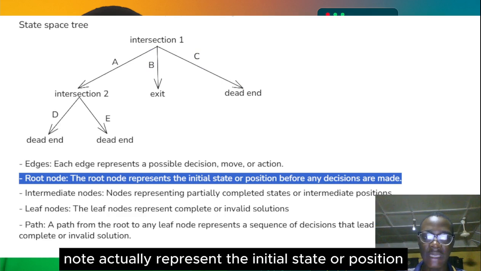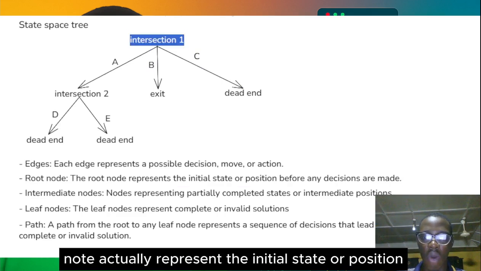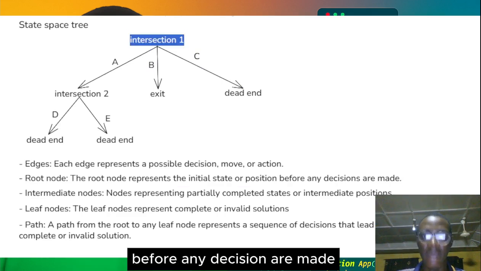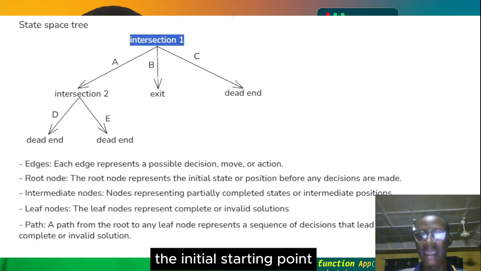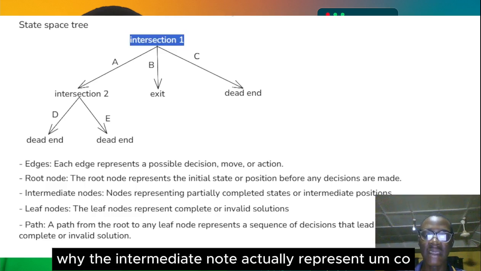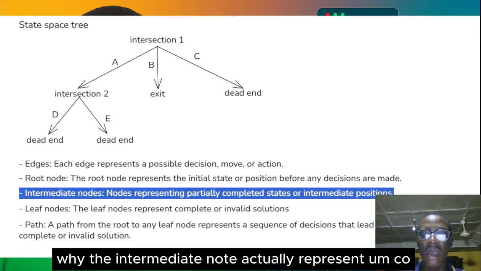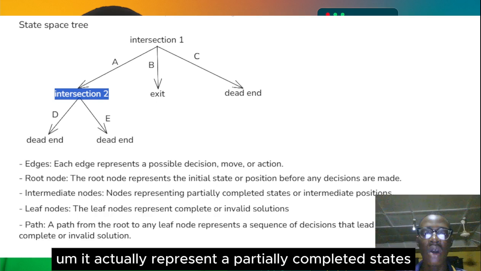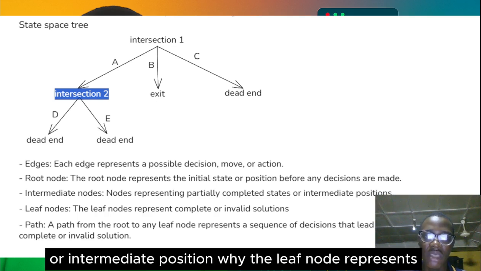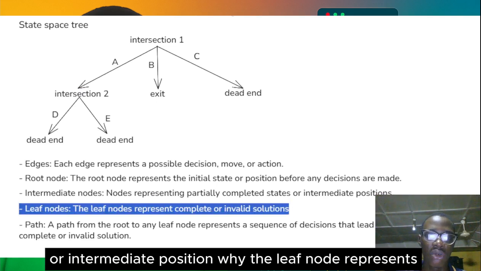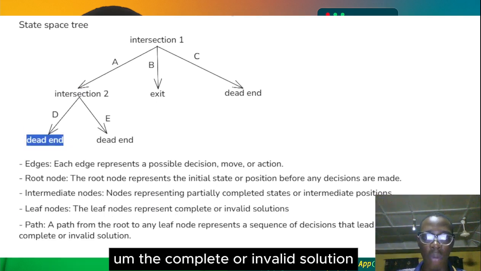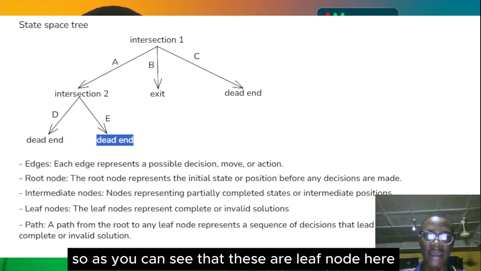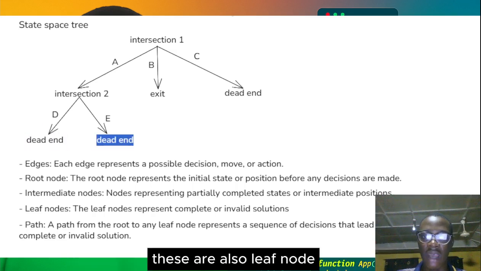The root node represents the initial state or position before any decisions are made. That's what we call the root node, the initial starting point, while the intermediate node represents partially completed states. Look at this intersection now. It represents a partially completed state or intermediate position, while the leaf node represents the complete or invalid solution. As you can see, these are leaf nodes here, and these are also leaf nodes.